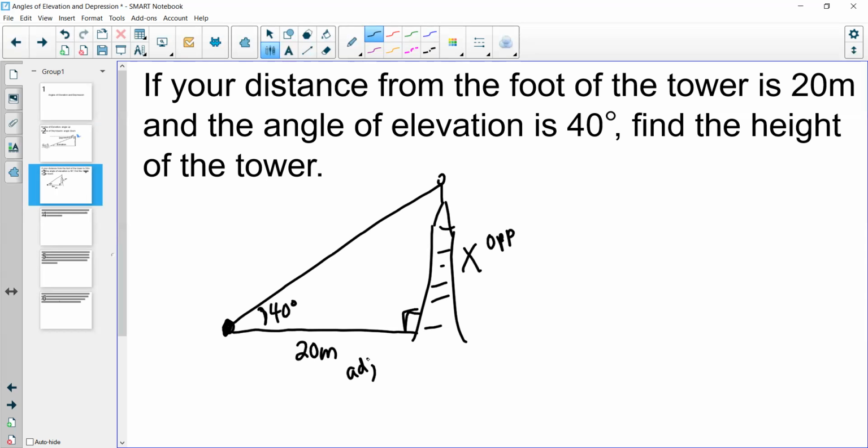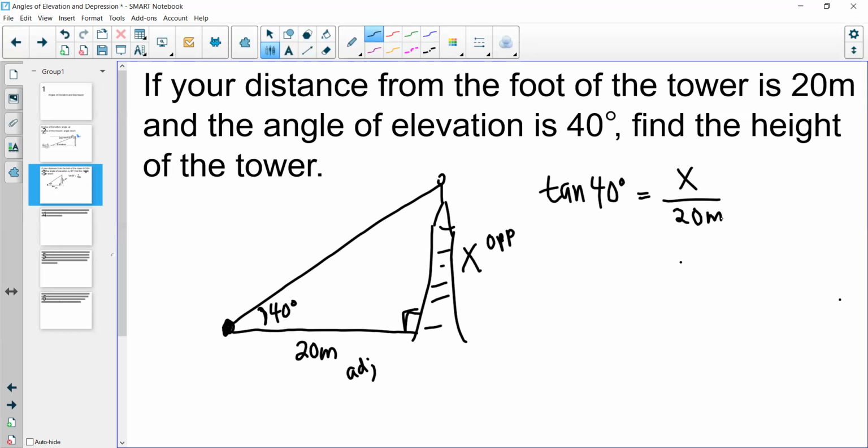So what I could do is I could use the tangent function, which relates the opposite with the adjacent, in order to calculate what that opposite side is. So let's go ahead and do that. We know that the tangent of angle 40 is the opposite over the adjacent, or the height of the tower over 20. Now, how could I figure out the height of the tower? That's ultimately what we want to do. And this is 20 meters, by the way.